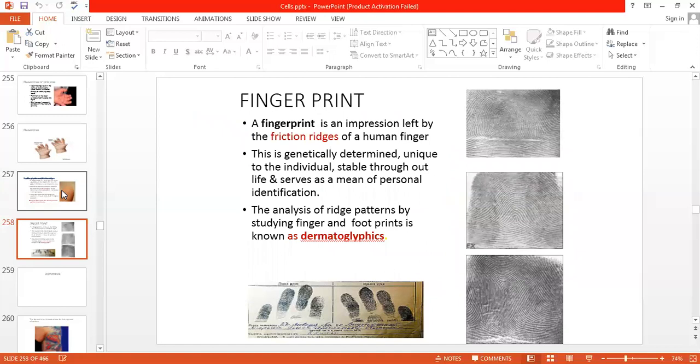A fingerprint is an impression left by the friction ridges of human fingers. This is genetically determined, unique to the individual, stable throughout life, and serves as a means of personal identification. The analysis of these patterns by studying fingerprints and footprints is known as dermatoglyphics.